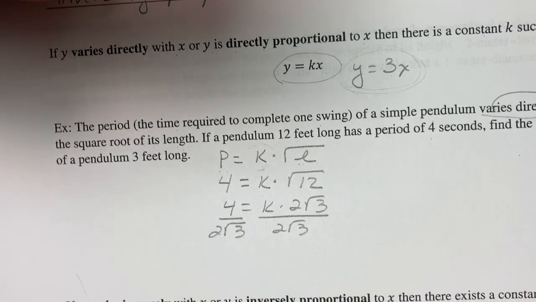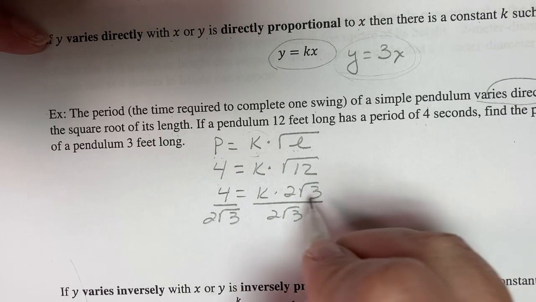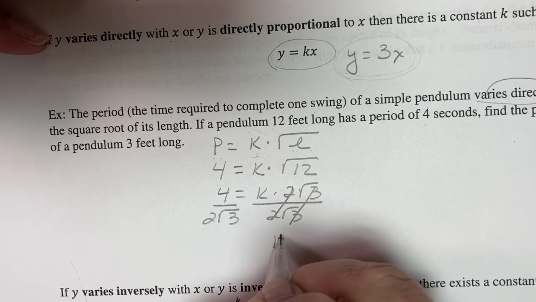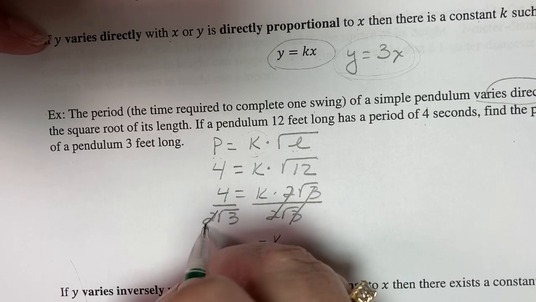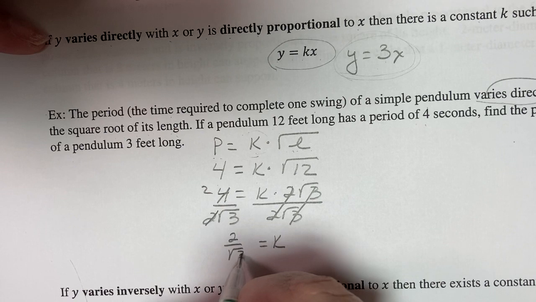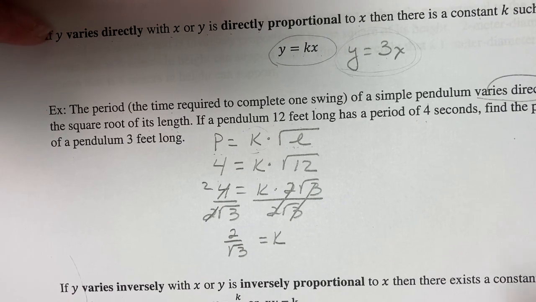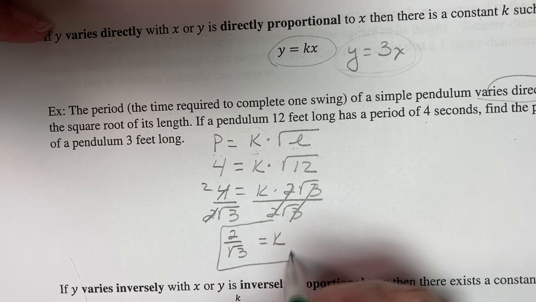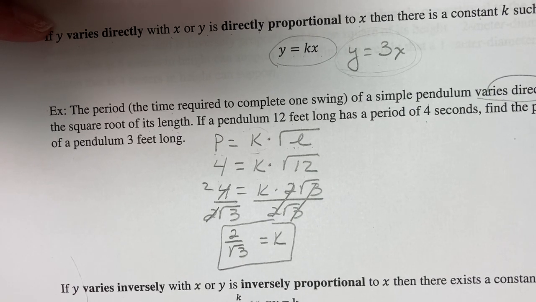Hopefully you remember your radicals. So these will cancel and K would be equal to, this will cancel into there twice, so 2 over root 3. And I don't think we're going to get the radical out of the denominator there. We could, but we're not going to for right now.